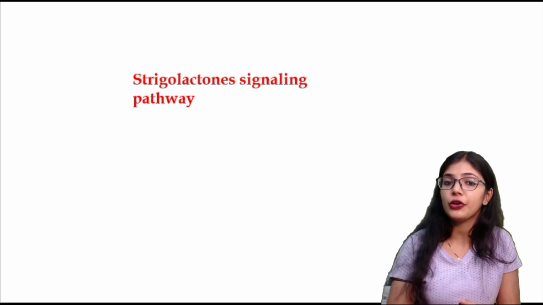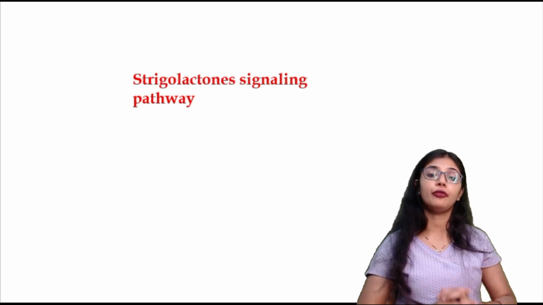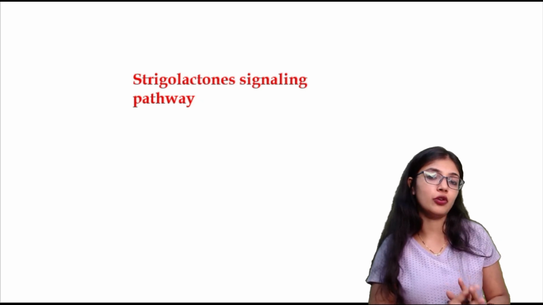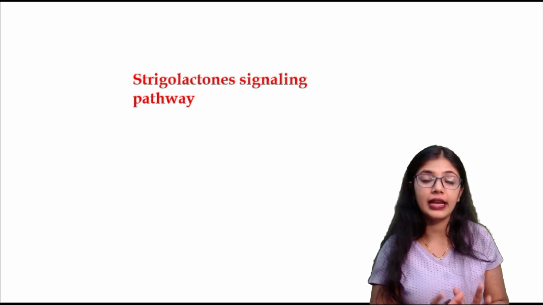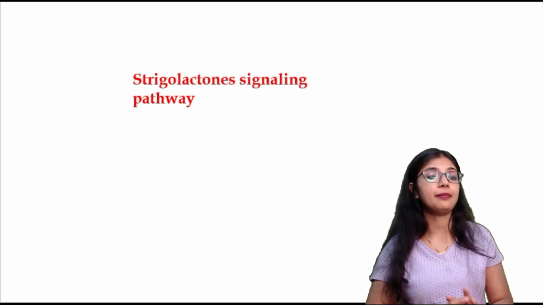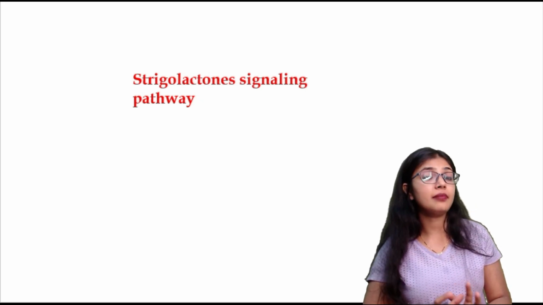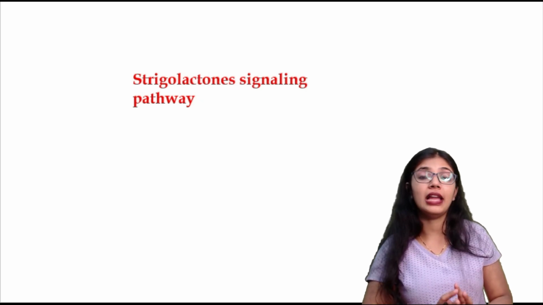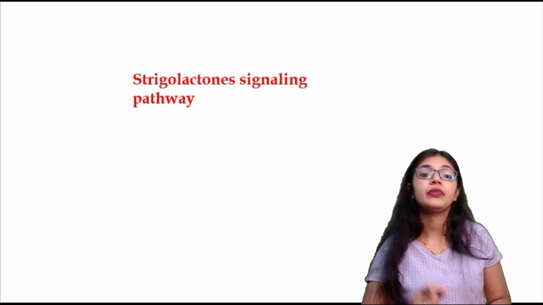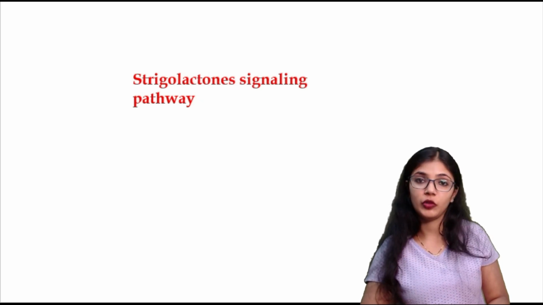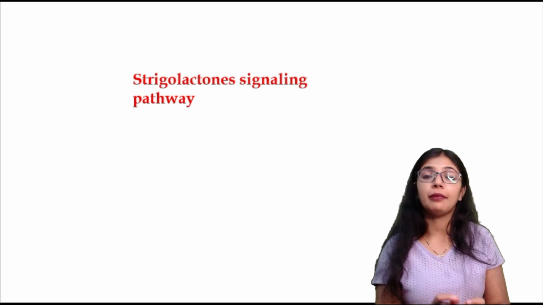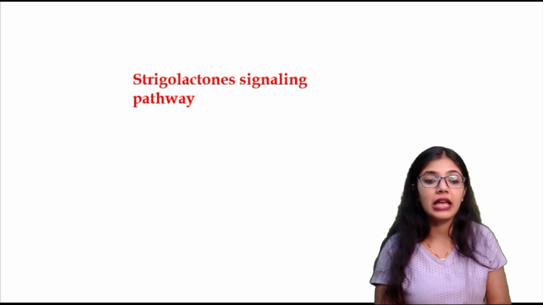So in today's video we are going to discuss the signaling pathway of another hormone, which is known as strigolactone. So what is the role of strigolactone? The role of strigolactone is that it helps in the germination of the seed of a parasitic plant known as striga. Besides germination, it also helps in inhibiting branching and promoting rhizosphere interaction.